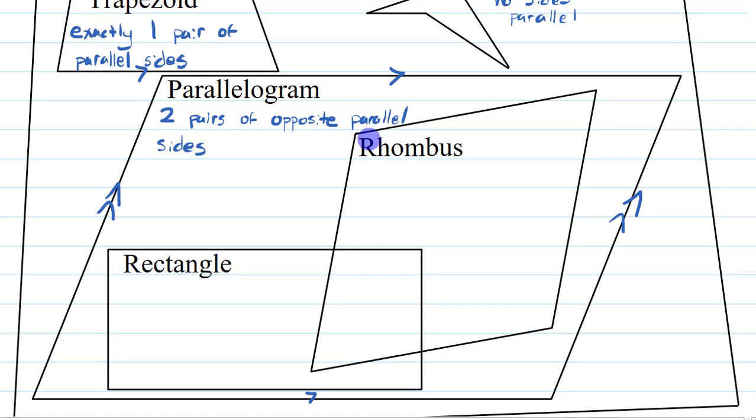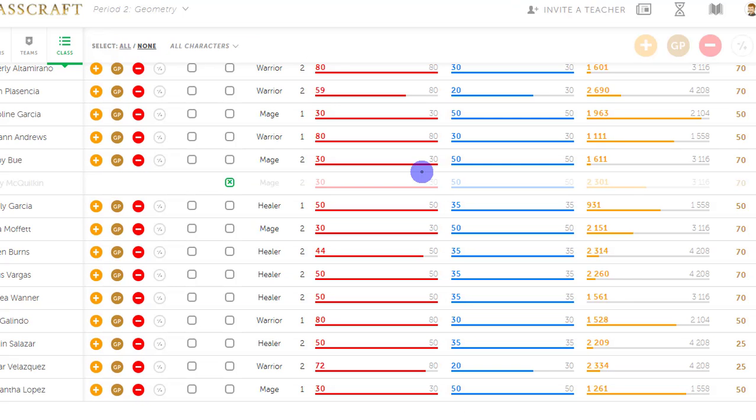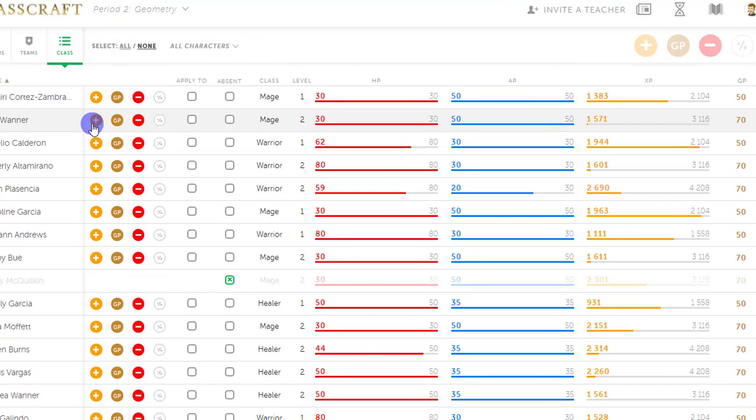All right. So that's parallelogram. Inside of the parallelogram, and by the way, a parallelogram is inside a quadrilateral because in order to be a parallelogram, you have to be a quadrilateral. Inside of the parallelogram, we have a rhombus. Anyone want to guess at the definition of a rhombus? And before I forget, Anna, let me give you your XP.